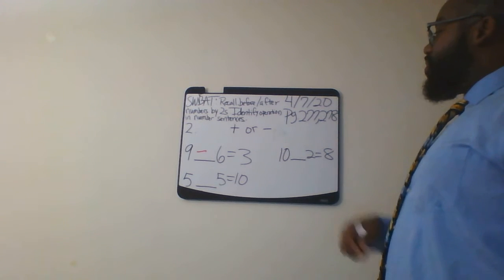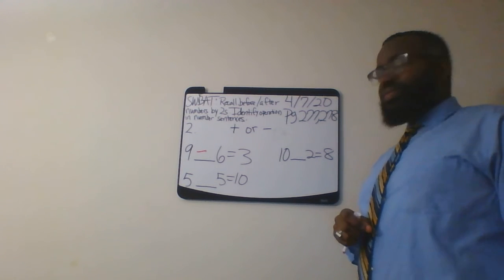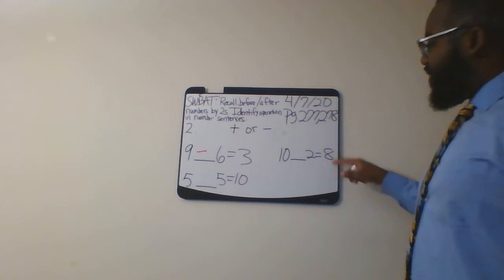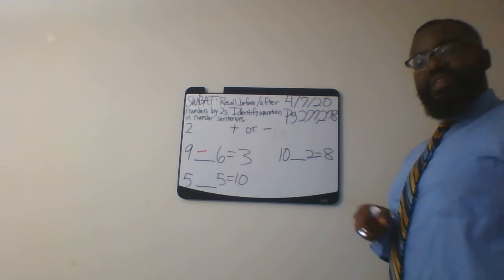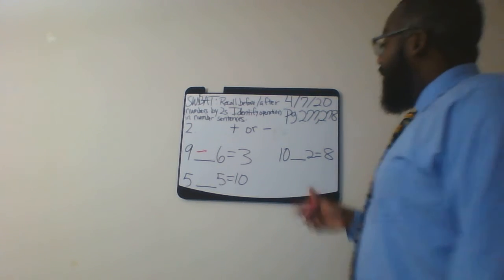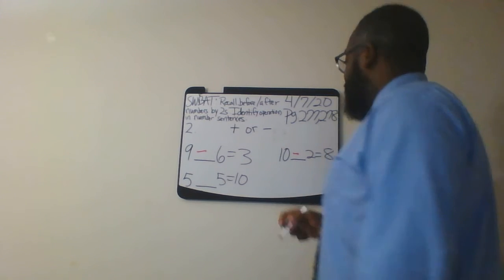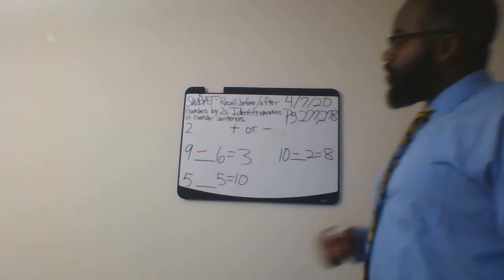10 blank 2 equals 8. Now, is it 10 plus 2? I thought 10 plus 2 might be greater than 8. 10 plus 2 is 12. That is correct. So it should be 10 minus 2. Let's go to the last example we have for number two.